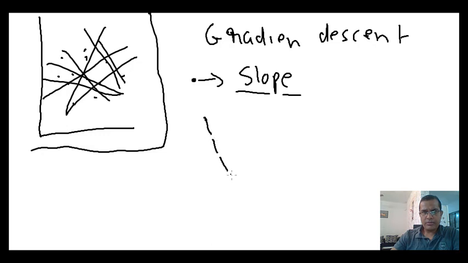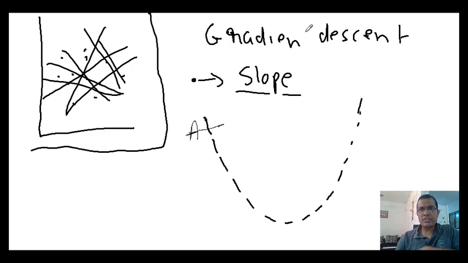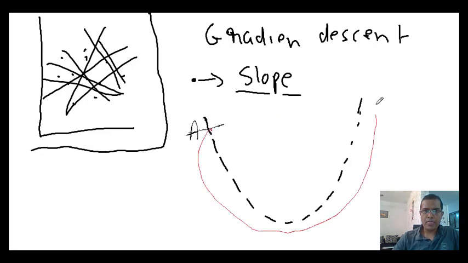But imagine that at the starting you are standing at point A, and you cannot see this whole curve, the curve which I am marking in red. You cannot see the whole curve when you are standing at point A because this is just a starting point. But somehow you wish to reach point B, because this is the point where your errors would be least.